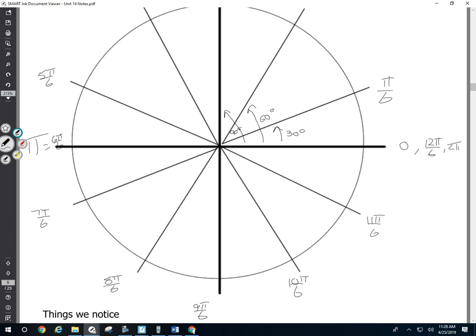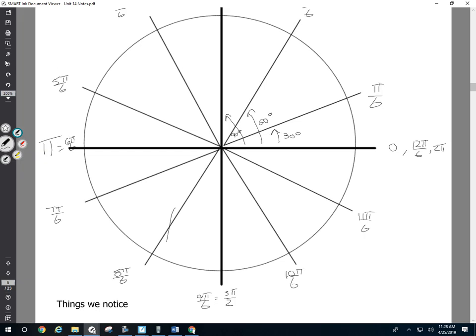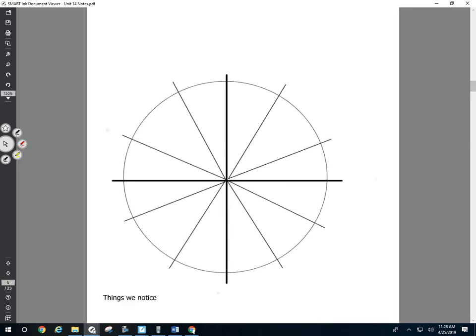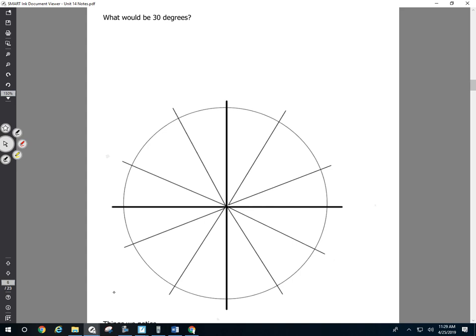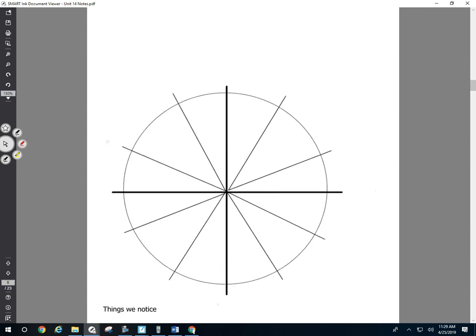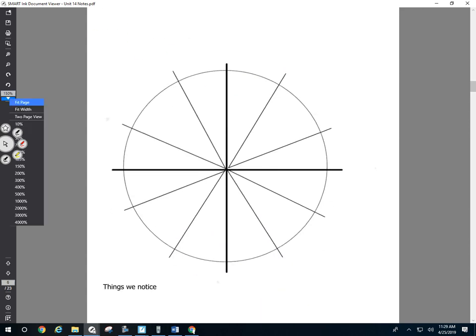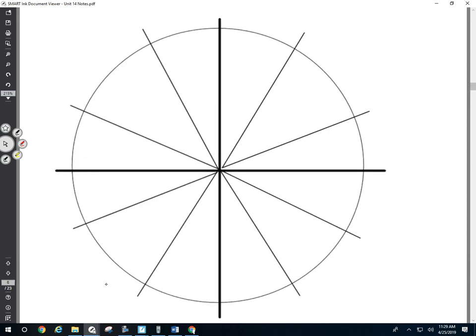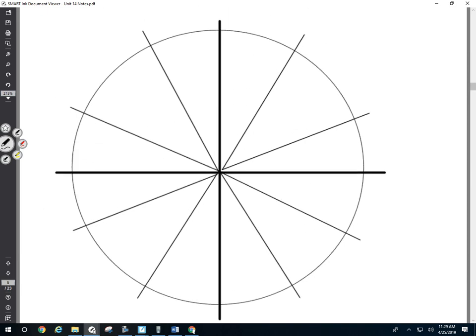All right, so let's start simplifying. We know that 9 pi over 6 is 3 pi over 2. I already simplified, and I need to zoom out a little bit. That's ridiculous. Did it really just disappear on me? Great, here we go. Ready?